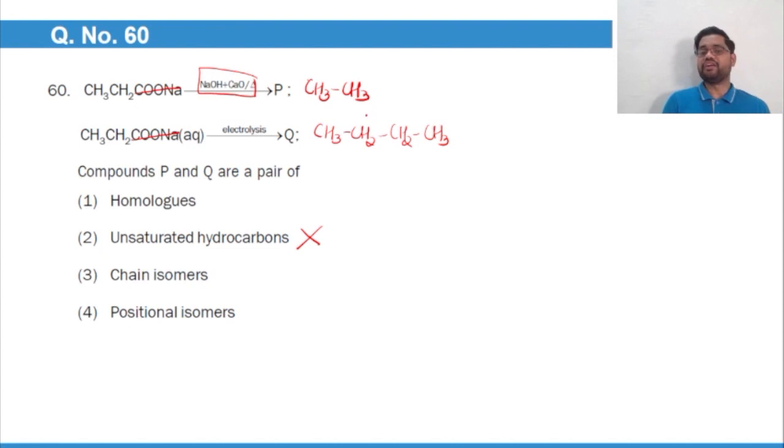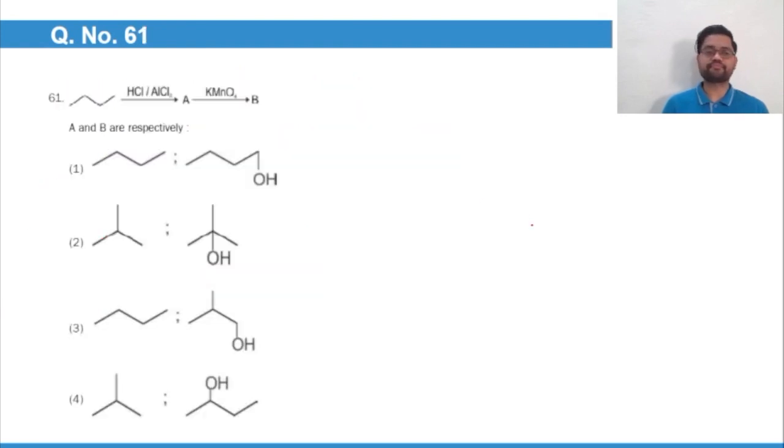Okay, but to say chain isomer, they should have the same molecular formula. Hence, you cannot say chain isomer as well. Rather, you cannot say any isomer as well. So options 2 and 3 are gone. So the only option that remains is what? Option number 1. And that is the right answer.